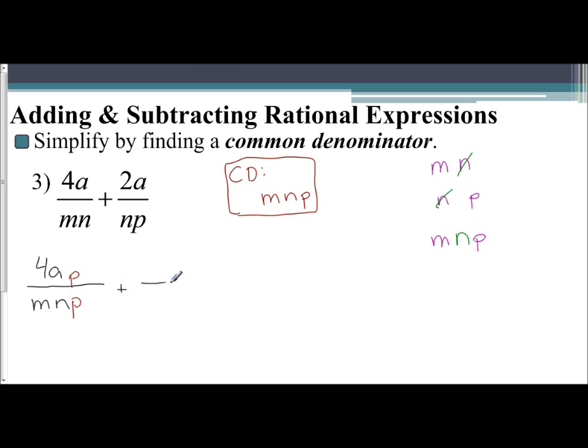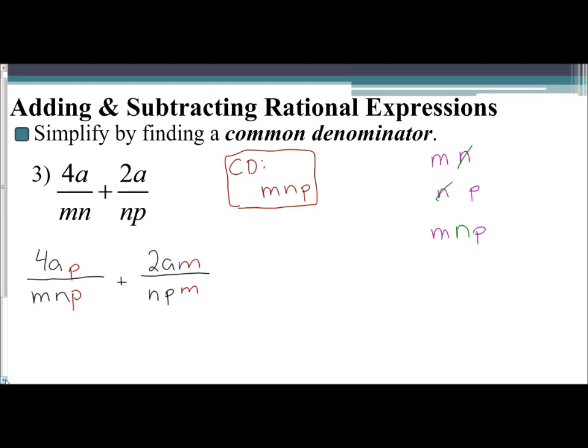Same thing with the next fraction. You have 2a over np. Well, what are you missing? I want mnp. So I'm missing the m. So I'm going to put one in the bottom. I'm going to put one in the top. And then I'm going to simplify from there.